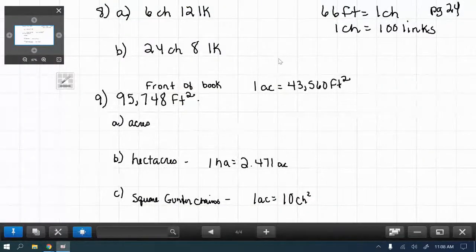All right, so we're doing number 8, A and B. I put the two conversions at the top, page 24. There's 66 feet in a chain, and there's 100 links in a chain. So technically, you really should have taken the 12 divided by 100, because we want to convert the links to chains first.